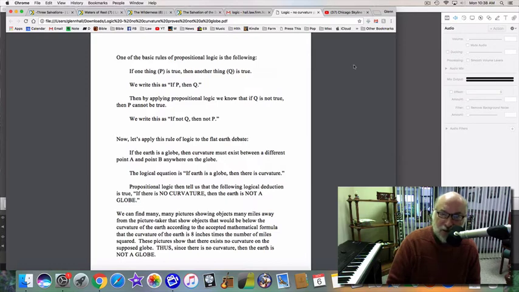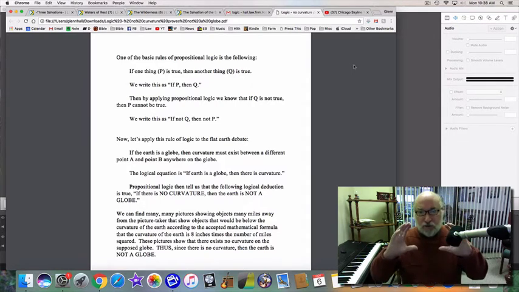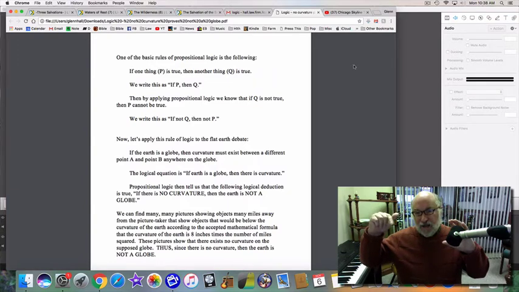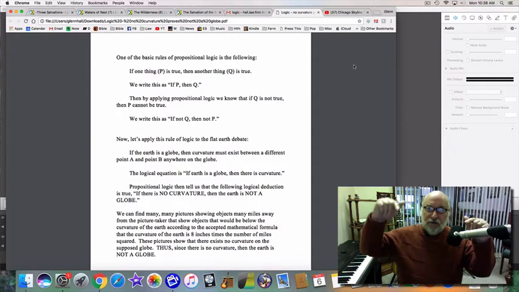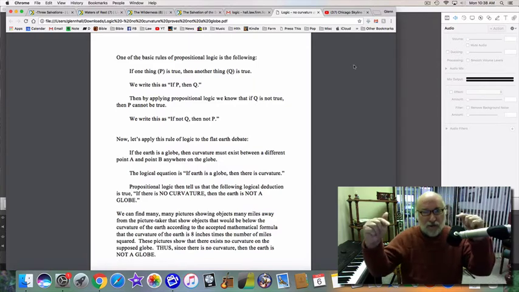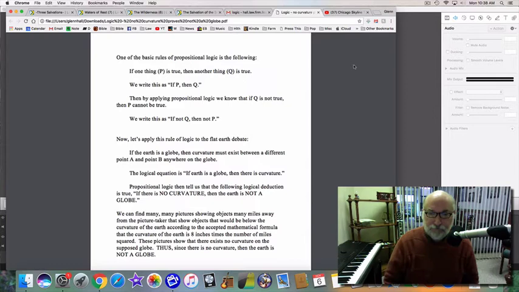If the Earth is a globe, then curvature must exist between a different point A and point B anywhere on the globe. So if the Earth is a globe, that's P. Q would be, then there is curvature. So consider a globe, point A being here, and point B being here. Now, if we're on a globe, then there's going to be curvature, and you're not going to be able to see point B if you're far enough away from it. Okay?